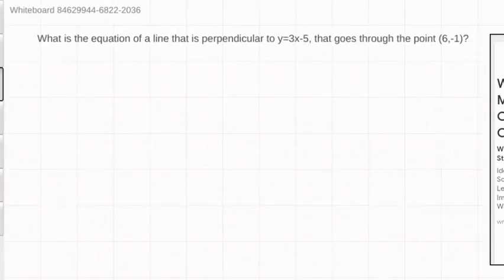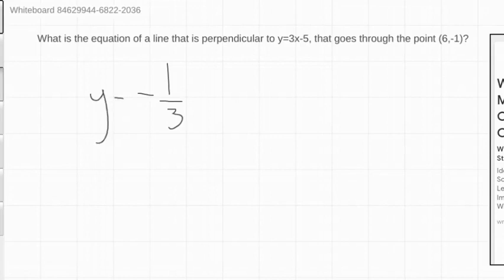Alright guys, let's do this next one. What is the equation of a line that is perpendicular to y equals 3x minus 5 that goes through the point (6, negative 1)? Okay, so we want to find a slope that is perpendicular to 3x. So the perpendicular slope of 3 is negative 1 over 3.